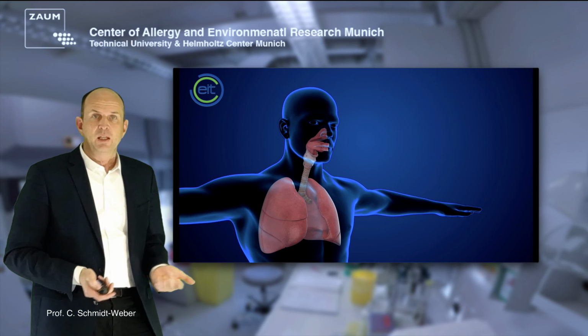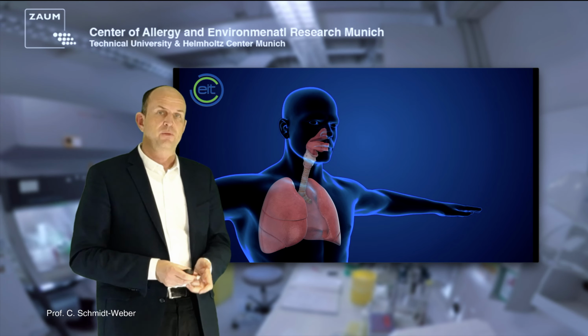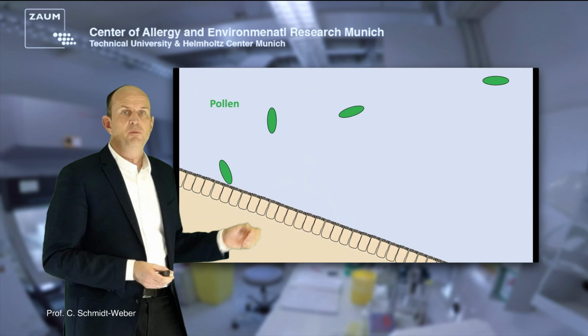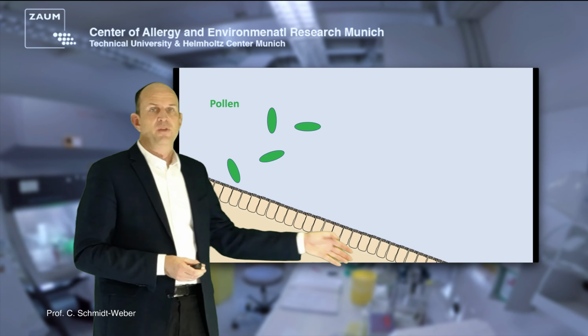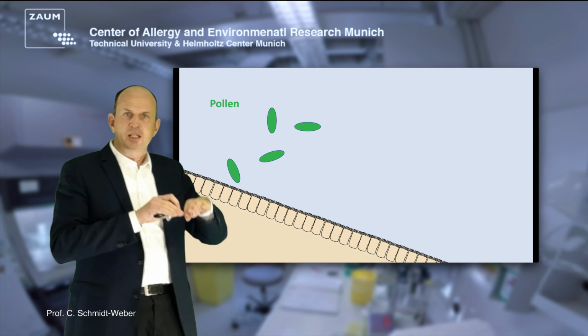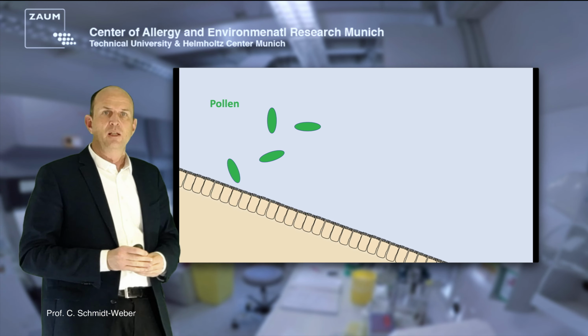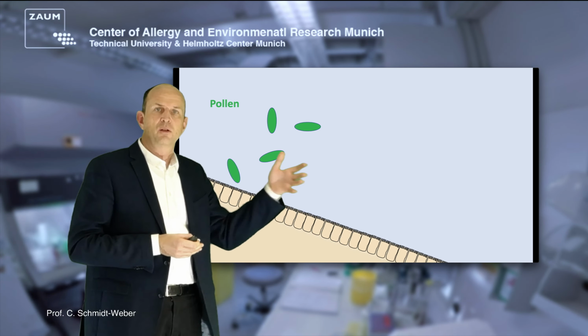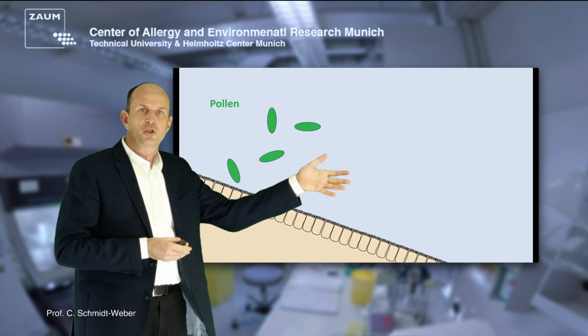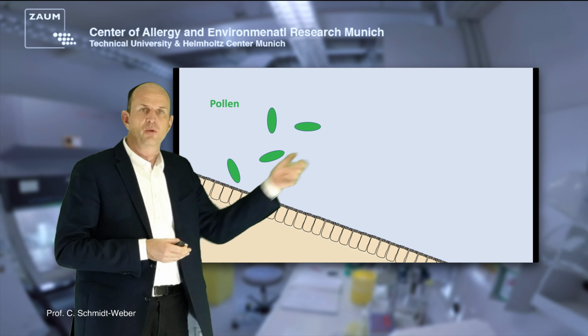Now, what is happening in the airways? I illustrated this for you here in this scheme. You can see here the epithelial cells. They are forming kind of a barrier to the outside world, to the air, which is shown here in blue. And here we inhale these particles. Here illustrated are the pollen.